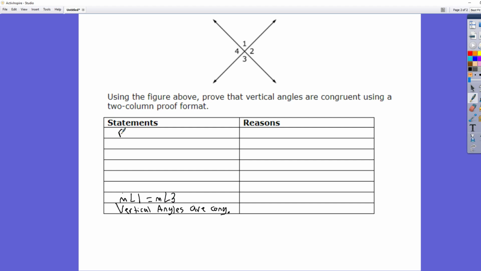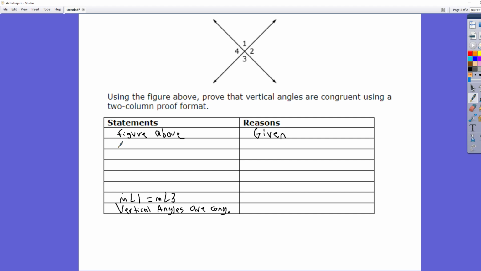Just the figure above. And it's okay to write something like that because that is all that we are given, and your first reason is always your given. So, what can we figure out from the figure above?